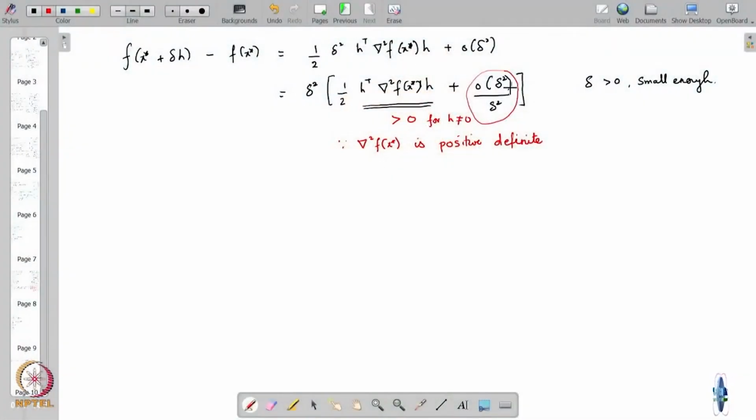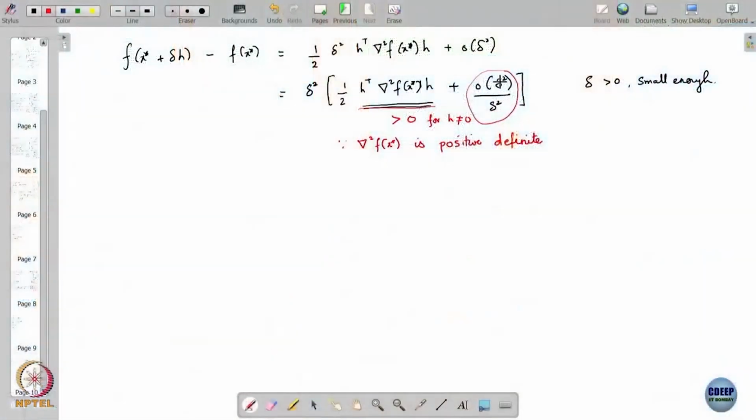It's a term where the numerator is small o of delta square, and I have divided that by delta square. What that means is, small o of delta square is a quantity that upon dividing by delta square also goes to 0. So, small o of delta square divided by delta square goes to 0 as delta goes to 0. So, as delta becomes small, this quantity will eventually become smaller in magnitude than the first term. Whether this term is positive or negative does not matter to us. Eventually, in magnitude, it is going to become smaller than the first term.